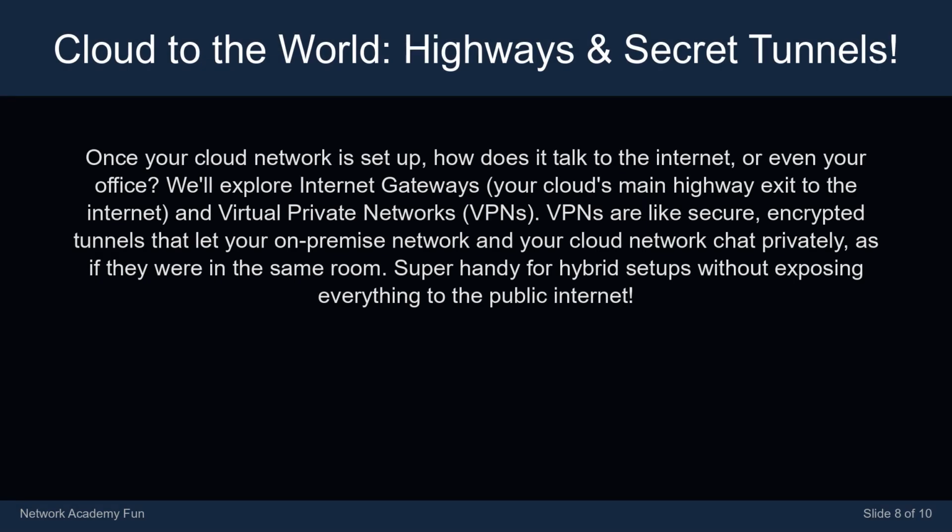Once your cloud network is set up, how does it talk to the internet? Or even your office? We'll explore internet gateways, your cloud's main highway exit to the internet, and virtual private networks, VPNs. VPNs are like secure, encrypted tunnels that let your on-premise network and your cloud network chat privately, as if they were in the same room. Super handy for hybrid setups without exposing everything to the public internet.